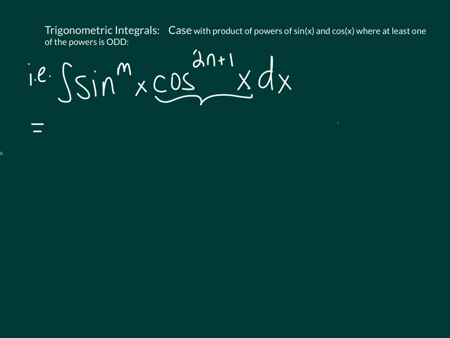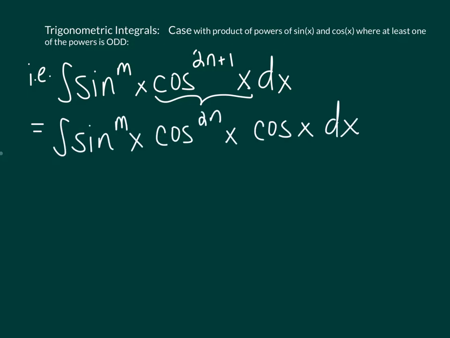Okay, so in this example, we're going to look at integrals where you have a product of sine and cosine, where at least one of them is raised to an odd power. And the general trick here is to pull out one of the terms that's raised to the odd power. So let's pull out one cosine.